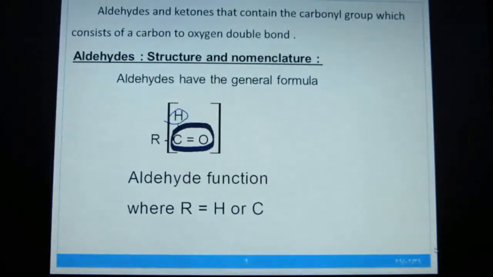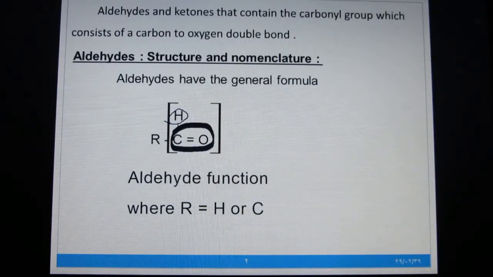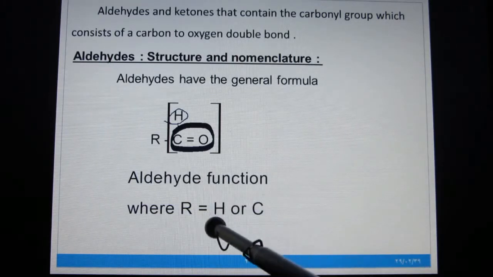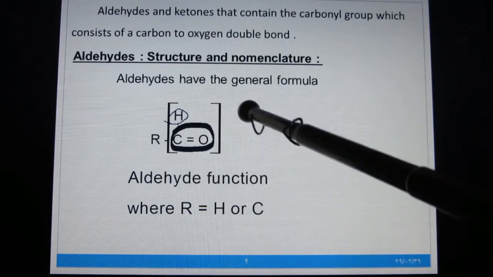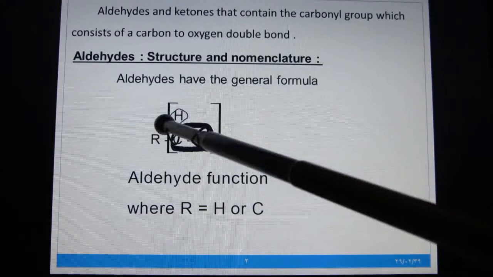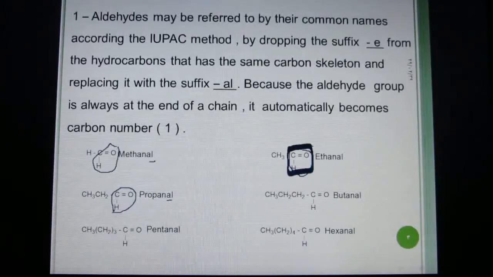chain. Aldehydes and ketones contain the carbonyl group, which consists of a carbon to oxygen double bond. This is a carbon to oxygen double bond. Aldehydes have the general formula R-C double bond O-H. R means that maybe it is H, or a carbon branch. We mean that aldehydes must have a hydrogen atom in their skeleton. Aldehydes may be referred to by their common names or according to the IUPAC method.